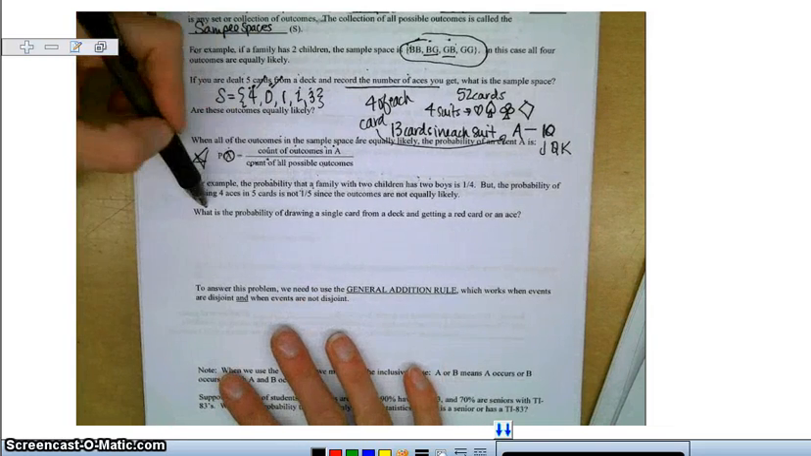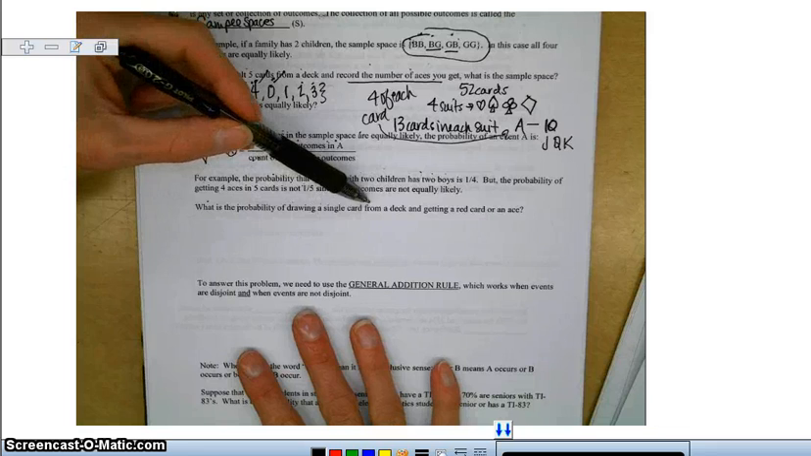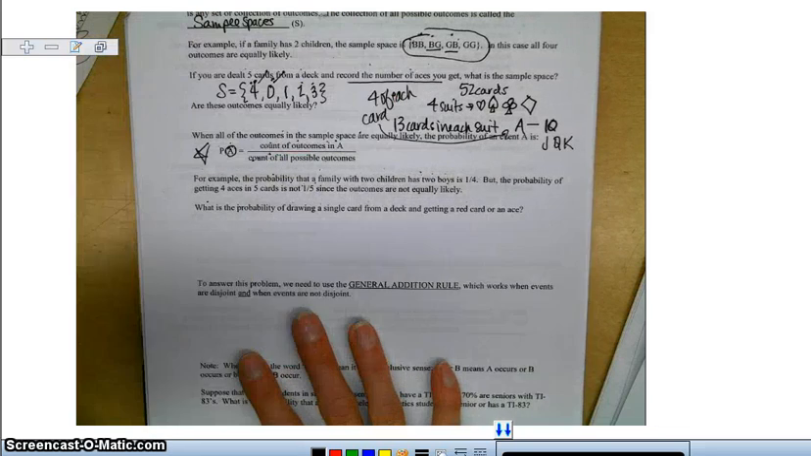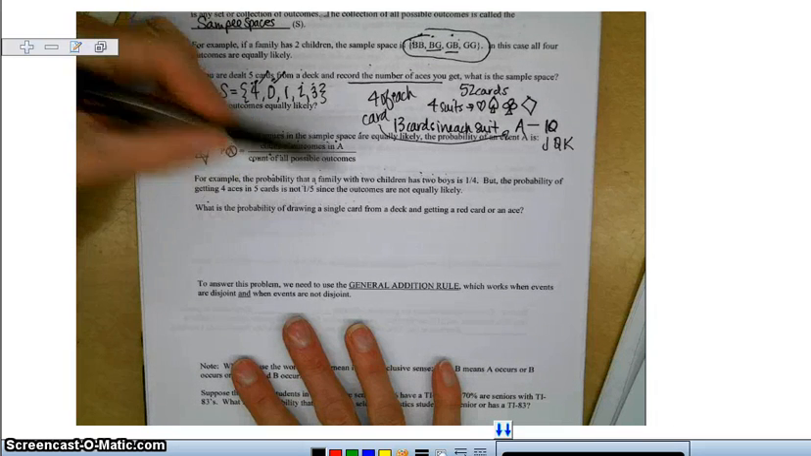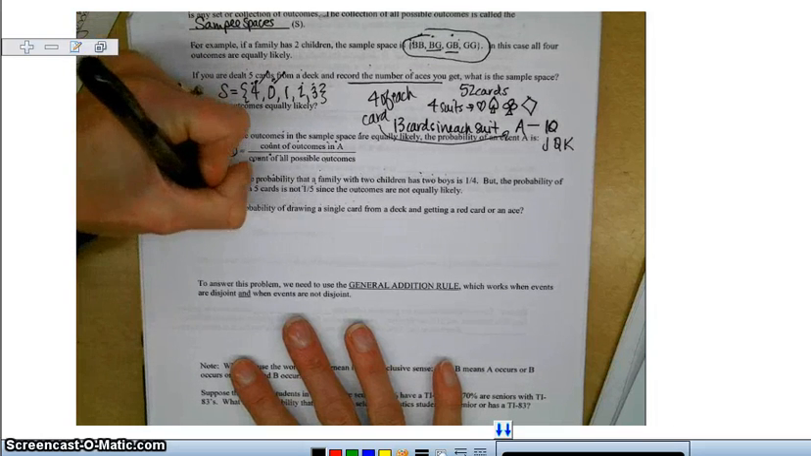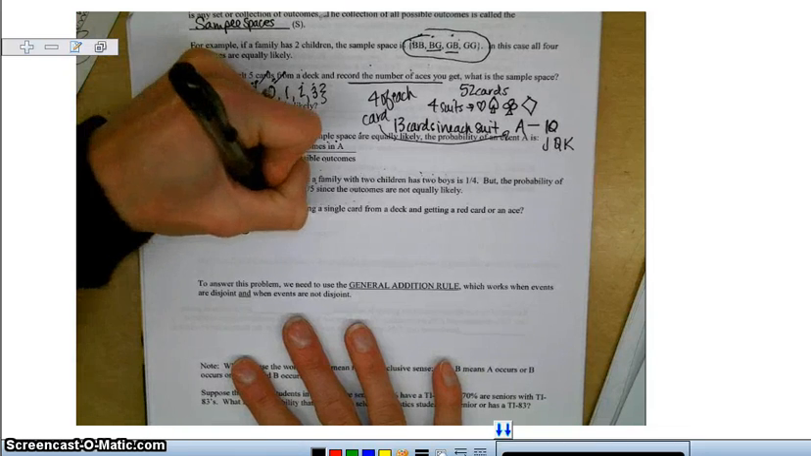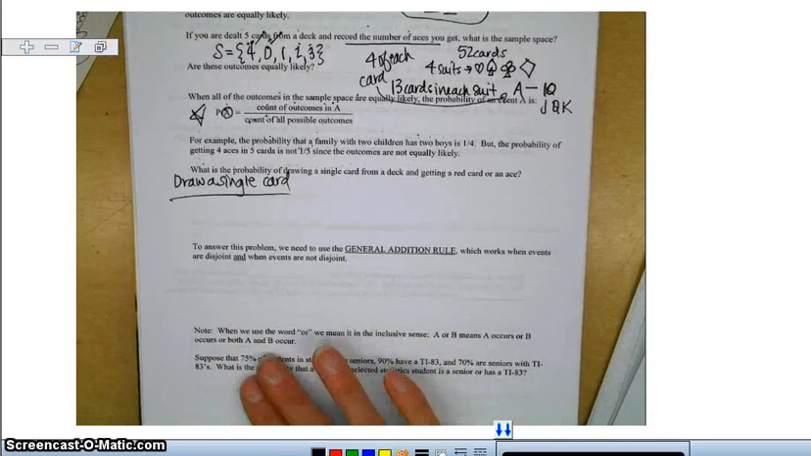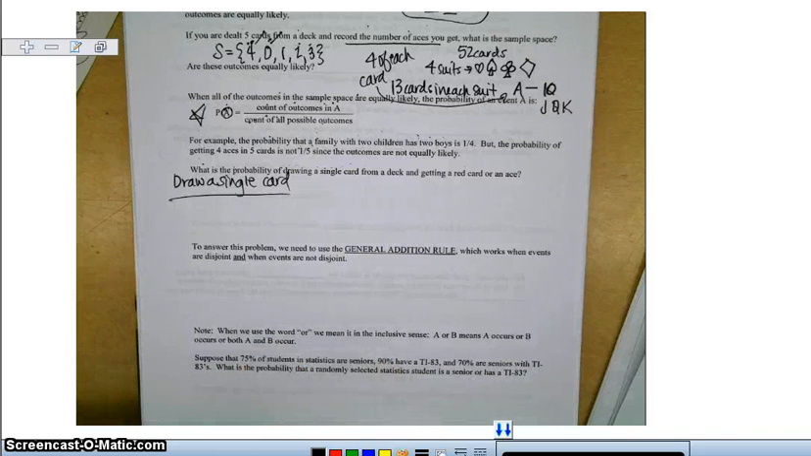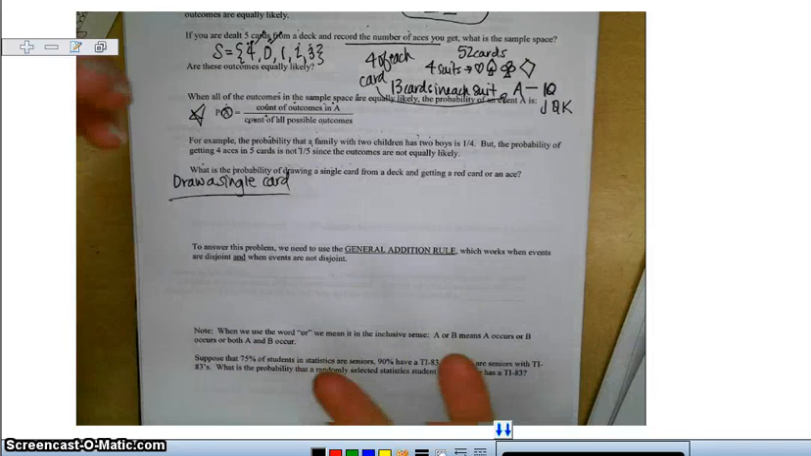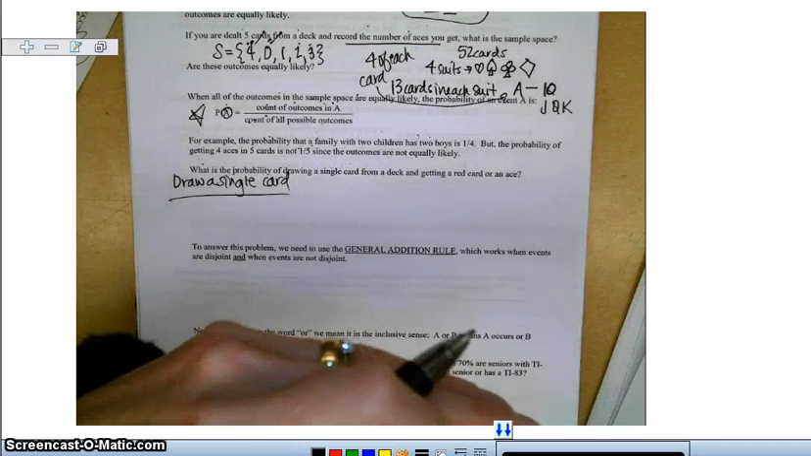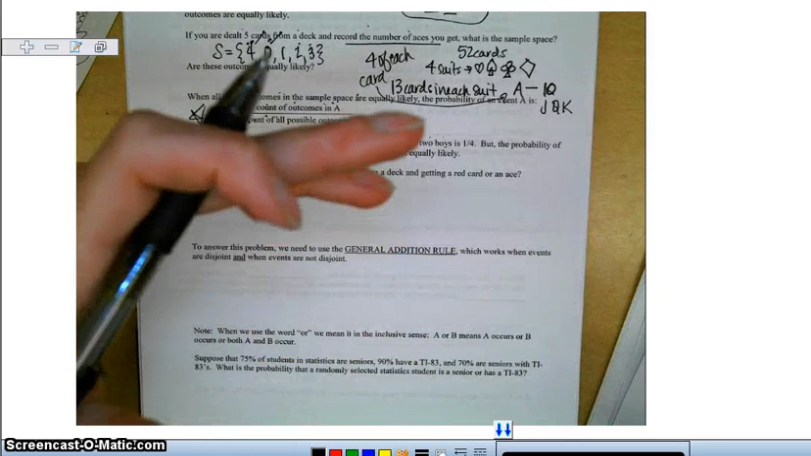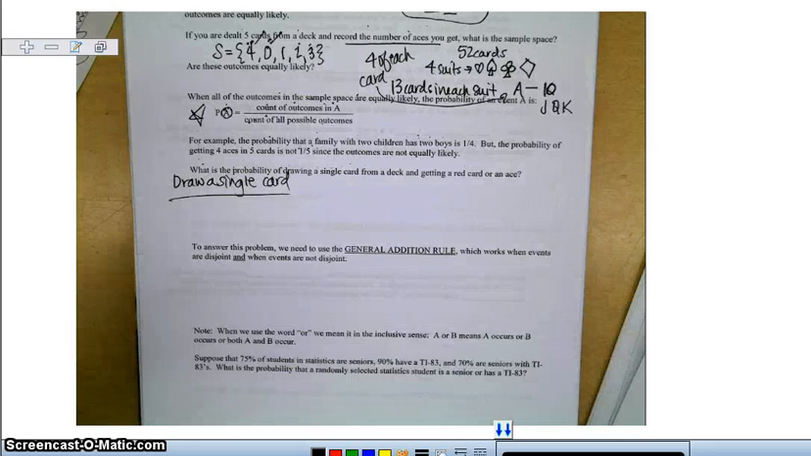All right, so what is the probability of drawing a single card from a deck and getting a red card or an ace? This is important. Whenever you draw a single card, it's usually a whole lot easier than if you draw multiple cards. Just like in the problems on our homework, if only 1 car needs repair, it's easy. As soon as you have 2 cars that need repairs, the probability becomes slightly more complicated, because then we have to deal with ands and ors combined together.